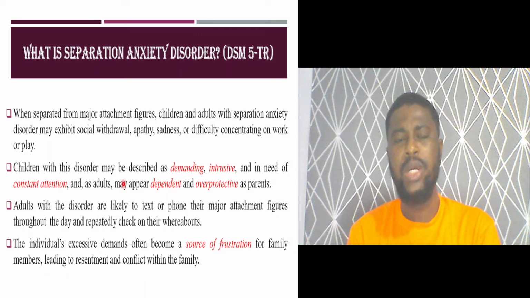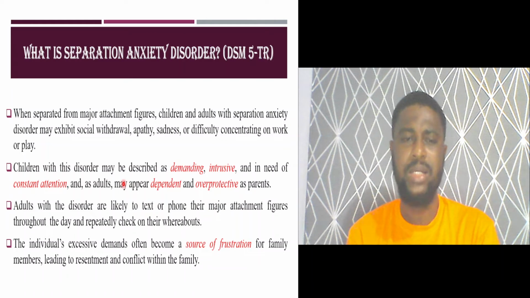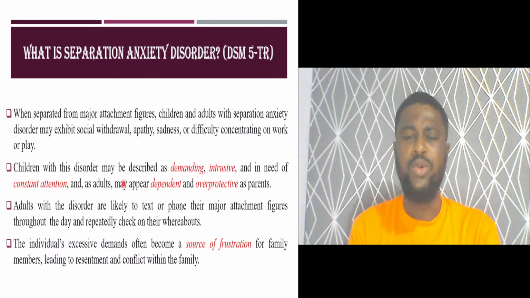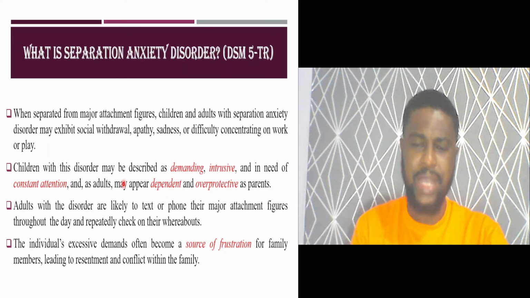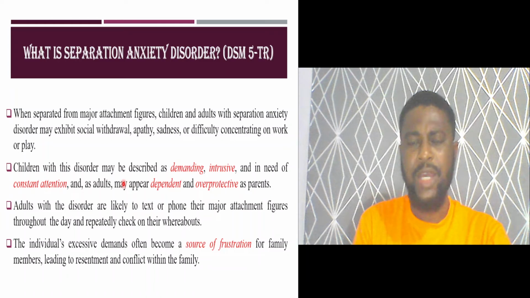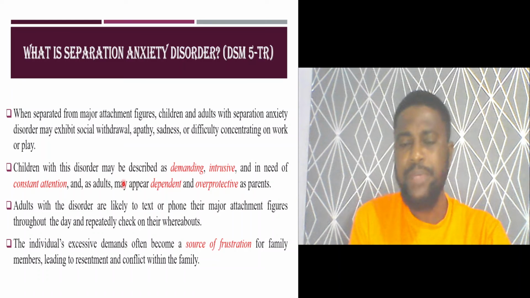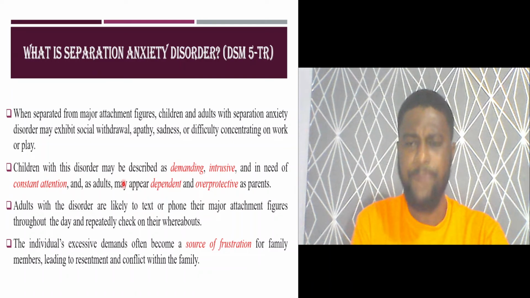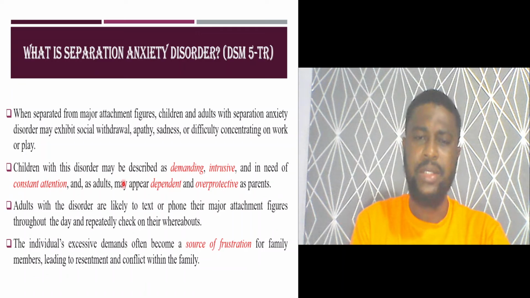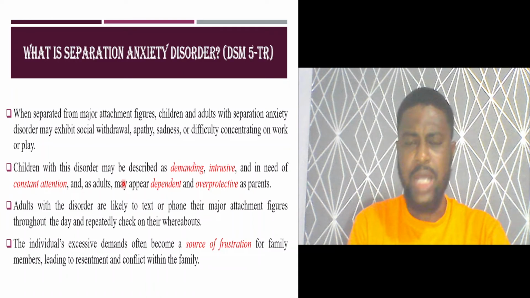So in children who have separation anxiety disorder, you'd find the need for constant attention, and they may be very dependent on the attachment figure. And if they are parents, you would find that they are very protective, overly protective of the children, because of that fear that if I'm not always present, something bad would happen to my child, or they will be taken away and all that. So it could be a result of childhood experiences from the parents' angle, where they may not have received that kind of protection that would make them feel securely attached.